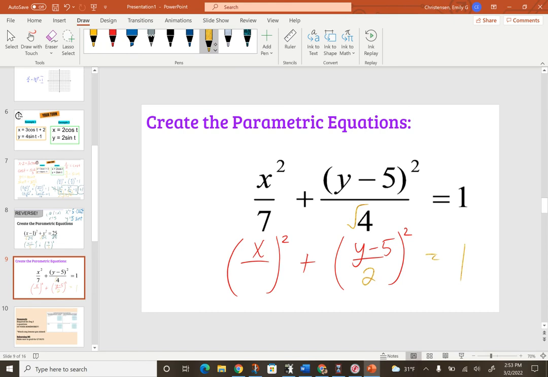This one's a little trickier. Root 7 isn't a nice number. So let's just leave it root 7, because root 7 squared, the root and the square cancel each other. Root 7 was a little funky here. So this is what my cosine of t would have been equal to. And this is what my sine of t would have been equal to.